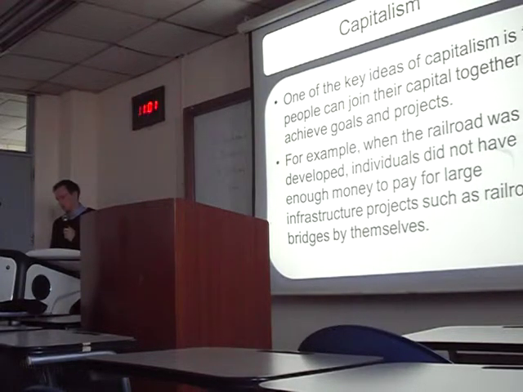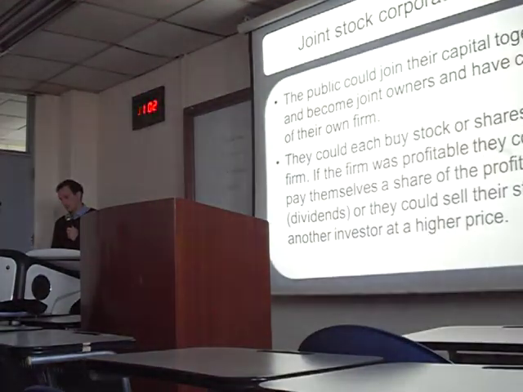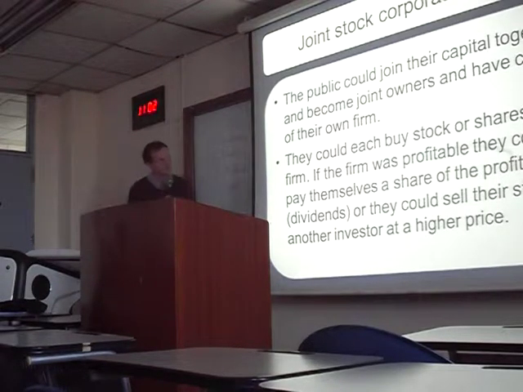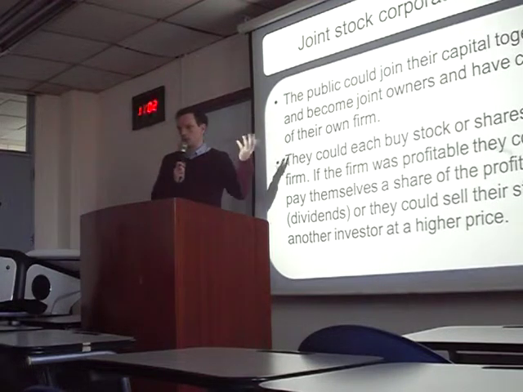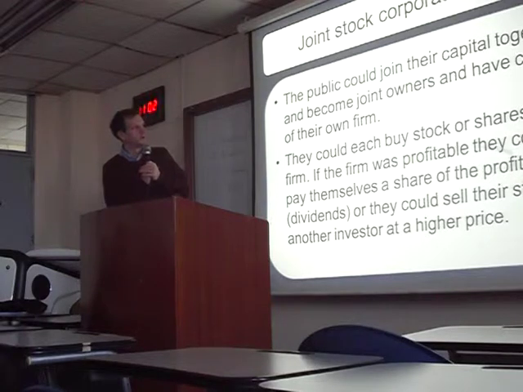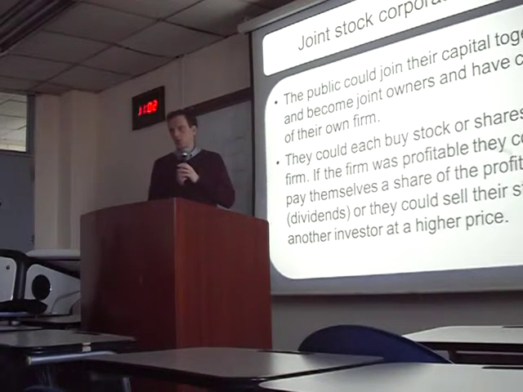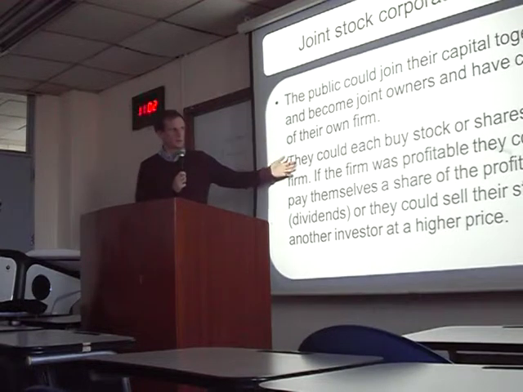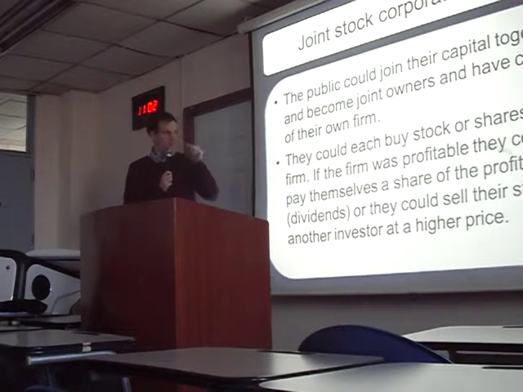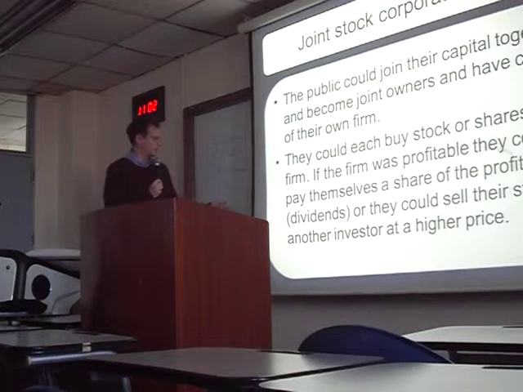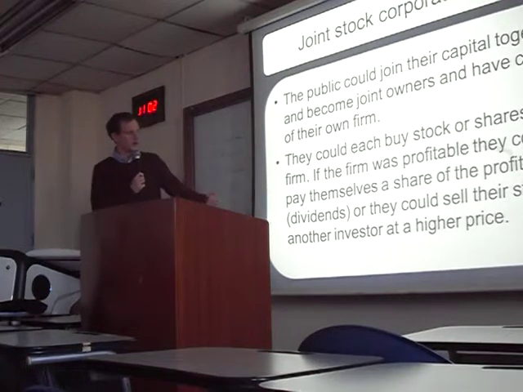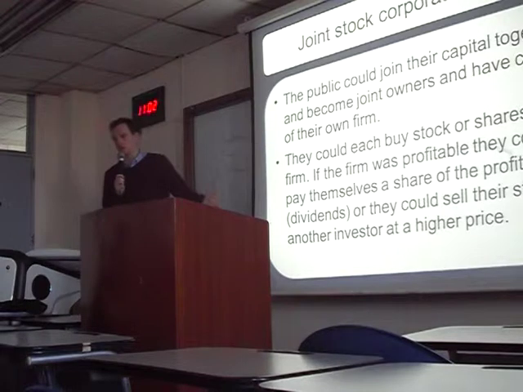So, in the US they made the railroad bridges, okay? So, we can make a corporation called a joint stock corporation to do these kind of projects. So the public, people in general, we can put our money together and we can become joint owners and have control of the company. Okay, so how do we do this? We buy stock. Stock is 주식, or shares in a firm. If the firm is profitable, then we can pay ourselves a share of the profits, dividends. Okay? The firm makes a profit, we can get some money back. Or we can sell our stock to another investor at a higher price.